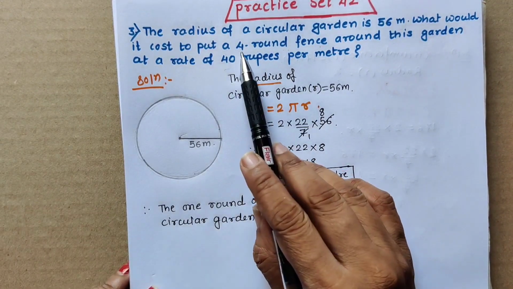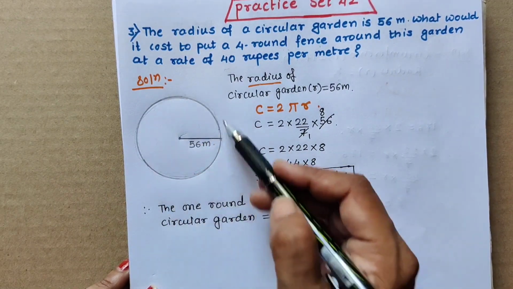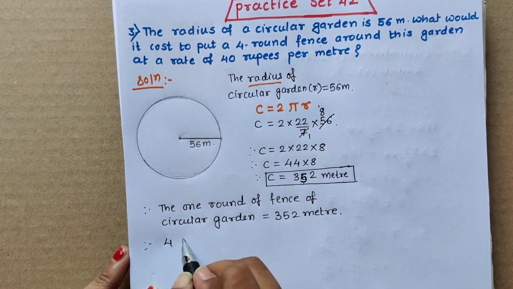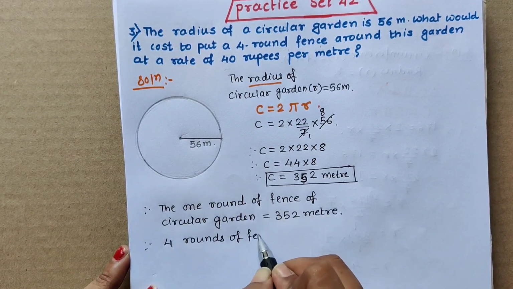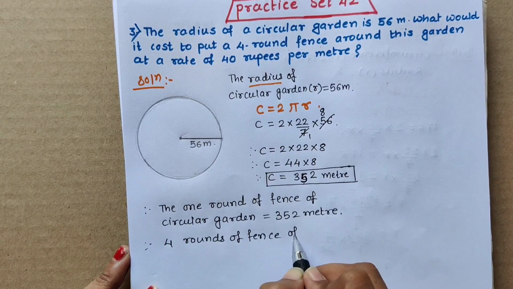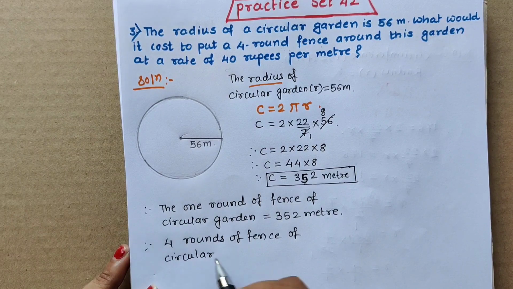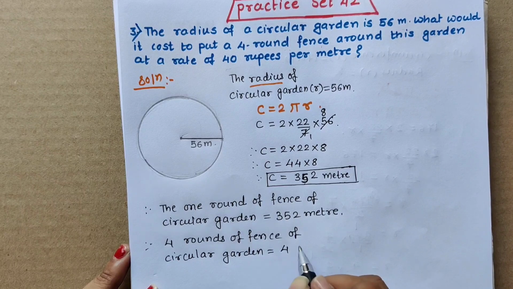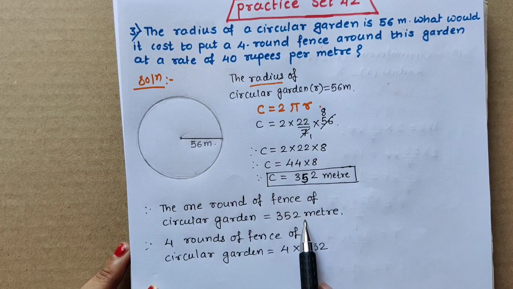How many rounds of fence are given? 4 rounds. One round is 352, so they have to put 4 rounds around this circle. So therefore 4 rounds of fence of circular garden. What will be 4 rounds of fence of circular garden? If one round is 352, 4 rounds means 4 multiplied by 352. Correct? If one round means 352, 4 rounds means 4 multiplied by 352.